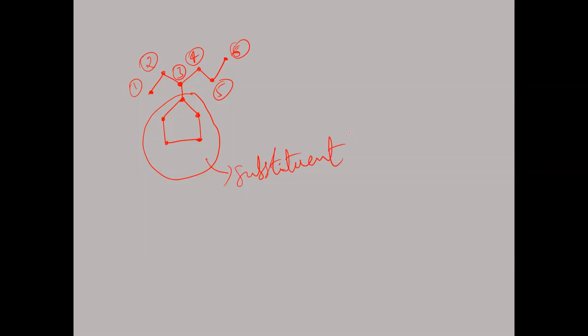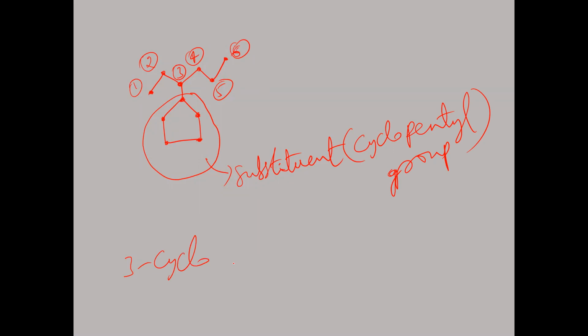So what is the name of this substituent here? Cyclopentyl. Cyclopentyl group it is. Cyclopentyl group is what? Cycloalkyl. Cycloalkyl group acts as what? Substituent. Now the parent chain contains 6 carbon atoms. So what could be the name? Tell me now. 3-cyclopentyl hexane.